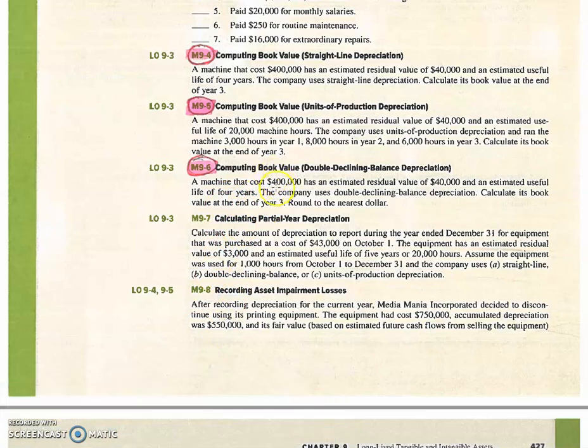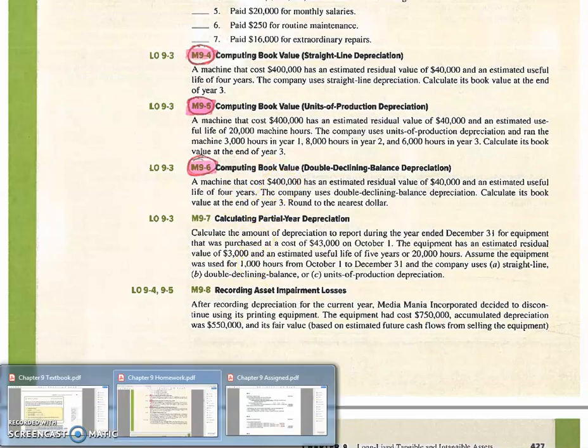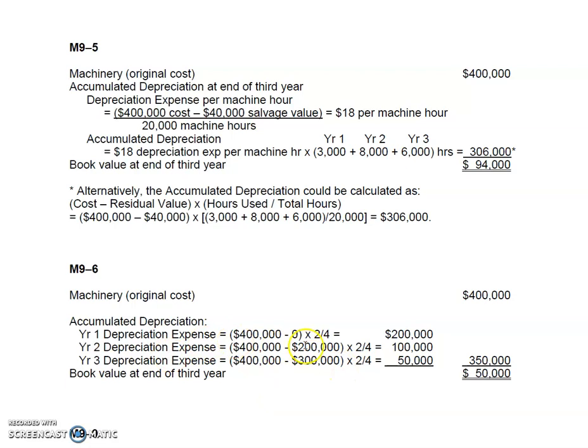So year 1, $400,000 net book value times 50% would give you $200,000. Okay, then we have a net book value of $200,000, $400,000 cost minus $200,000 accumulated depreciation. So that gives us $200,000 of depreciable cost times 50%. It's going to give you $100,000 of depreciation expense in year 2.